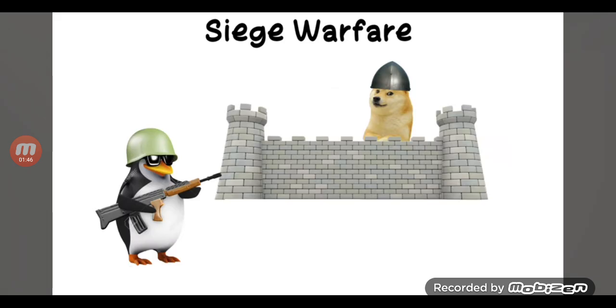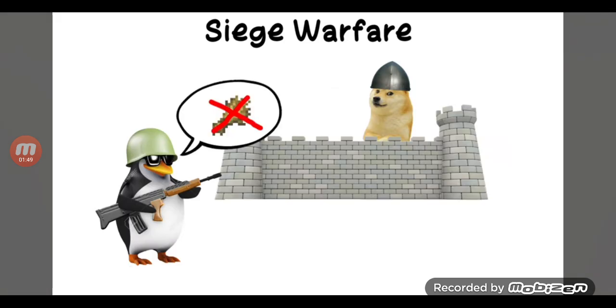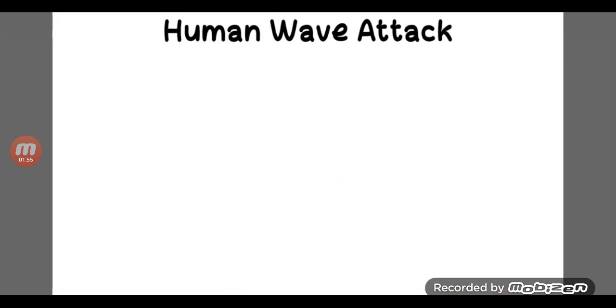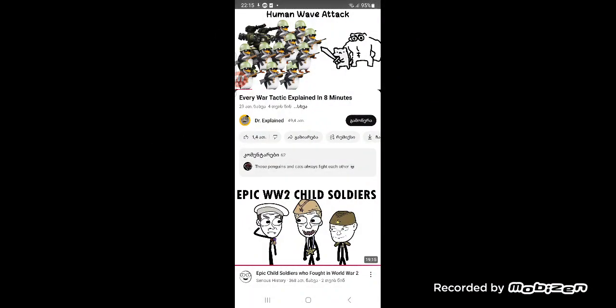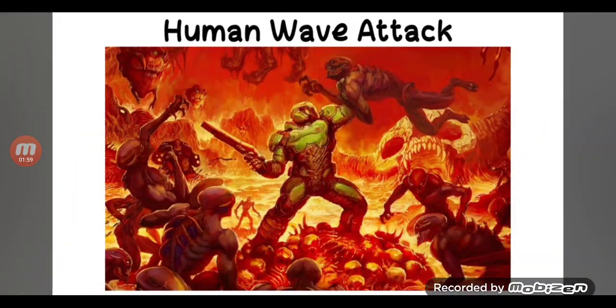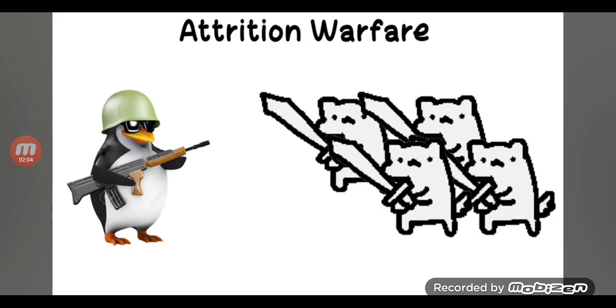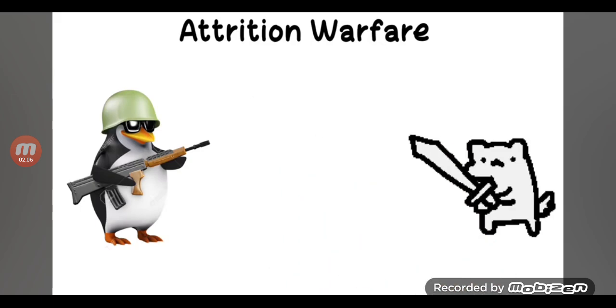Siege warfare, surrounding a city or fortification to cut off supplies and force surrender. Feigned retreat, pretending to retreat to lure the enemy into a vulnerable position. Human wave attack, overwhelming the enemy with massive infantry, often at great loss of life. Attrition warfare, wearing down the enemy by continuous losses in personnel and material.